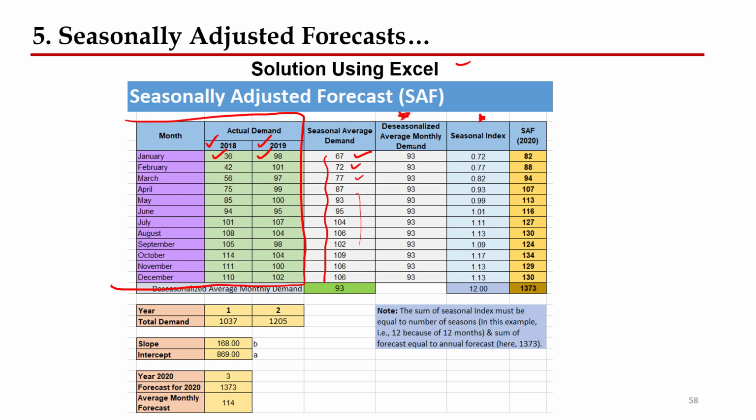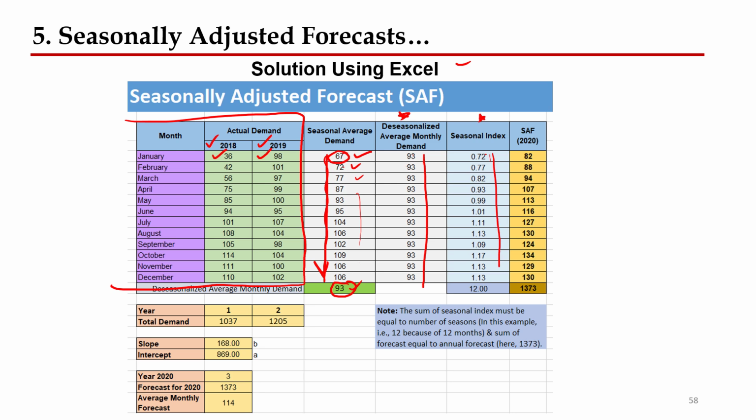The deseasonalized value is simply the average of these seasonal average demands, which is basically 93. Now, in order to calculate the seasonal index, we divide the seasonal average demand, which is 67, by this value, which we have repeated. So 67 divided by 93, 72 divided by 93, and we get these values.